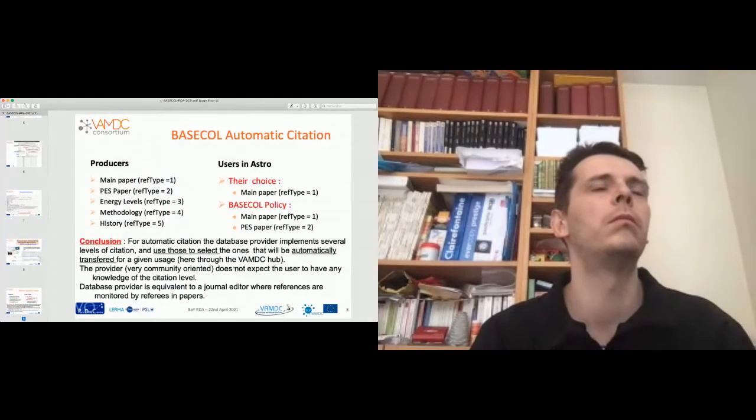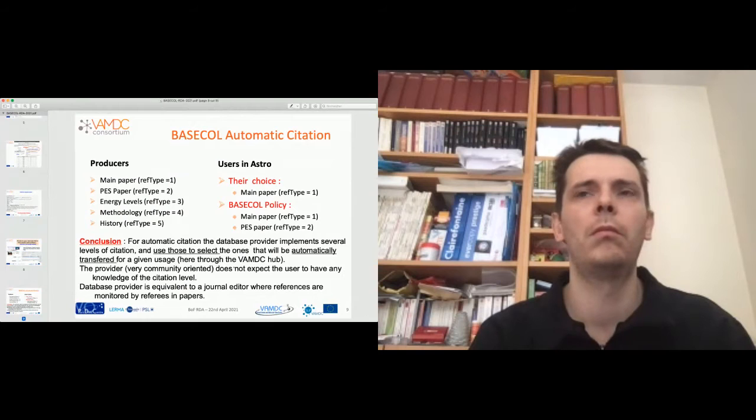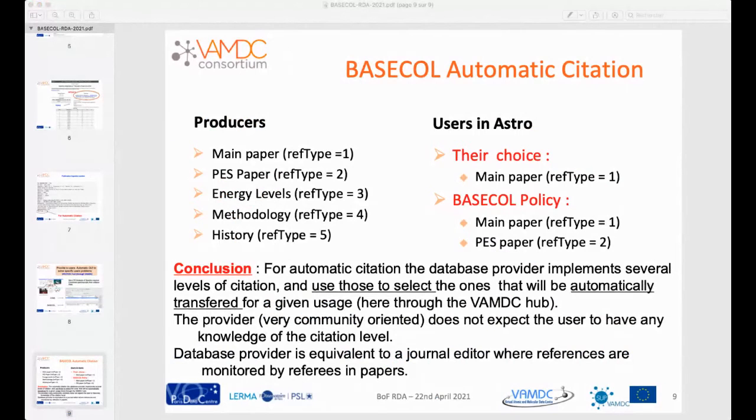And so you see here all these references: main paper, potential energy paper, energy level paper, methodology, history paper, and we attach to them different kinds of levels. And the point is that the astrophysical user doesn't want to cite all that, and it is not fair to cite all that automatically.